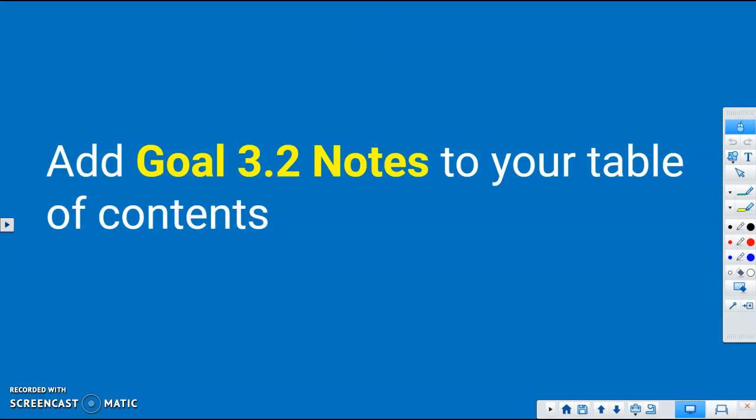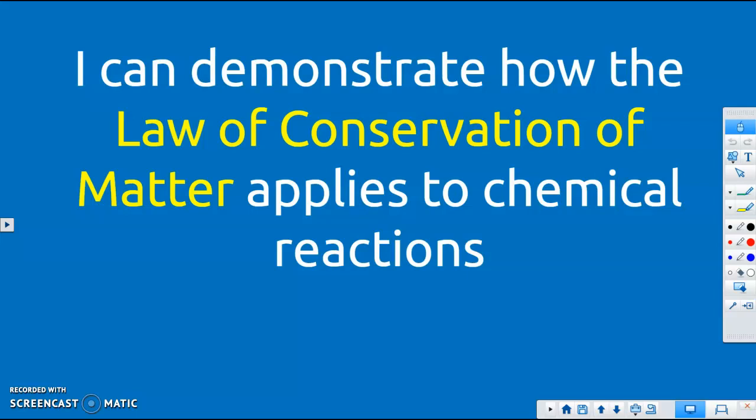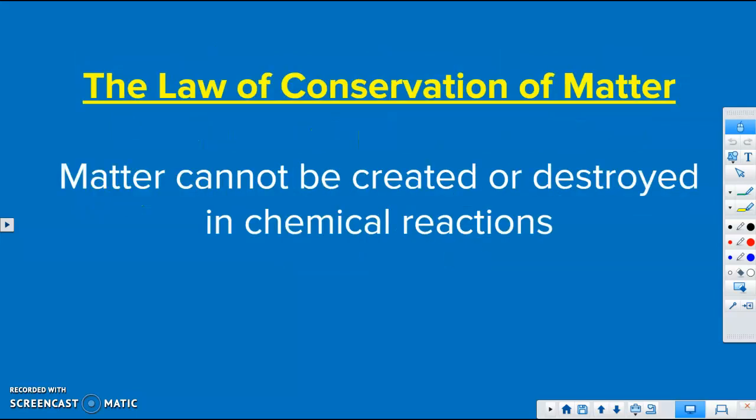Add both 3.2 notes to your table of contents and follow along as we go through these slides. Goal 3.2 reads, I can demonstrate how the law of conservation of matter applies to chemical reactions. So we're going to learn what the law of conservation of matter is, and then I'm going to show you guys how to go about applying this to a given chemical equation for a chemical reaction.